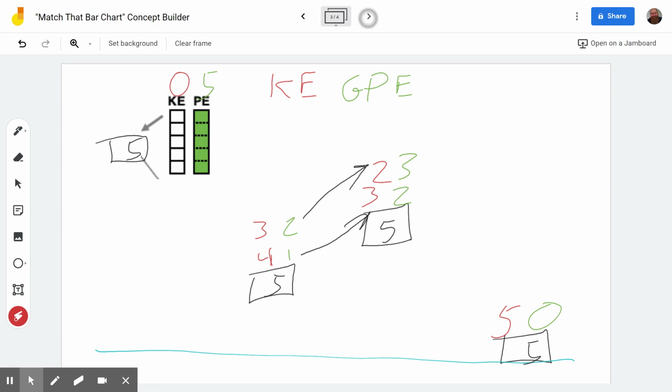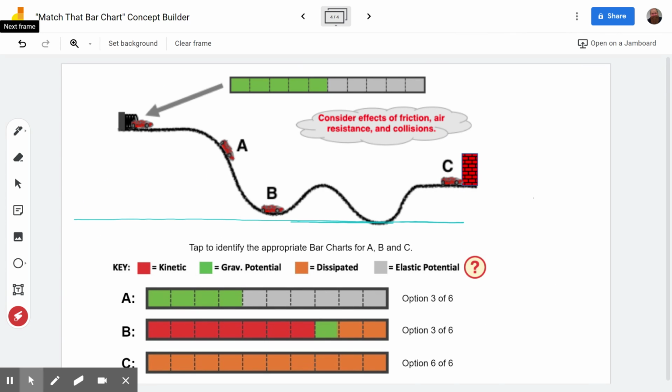Then when we get to the last one, now you're going to have to deal with 2 more types of energy. You can see we've still got kinetic as red, and we've got gravitational potential as green. Then we also have dissipated is orange. That's the energy that's lost. Remember, loss turns in typically to thermal energy. So that would mean all the energy that started out at the beginning here has now turned into the random motion of molecules due to friction and collisions and things like that.